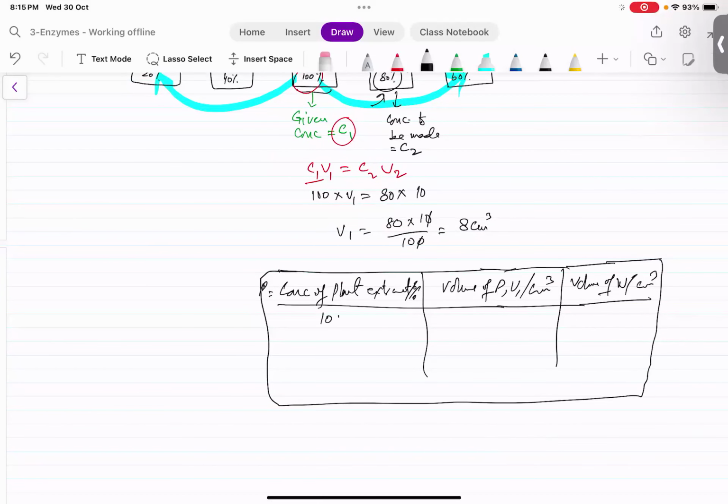If 100% plant extract has to be made, we will take 10 cm³ of this and 0 cm³ of this. If it is 80% concentration to be made, we will take 8 cm³ of this solution and 2 cm³ of this. If 60% has to be made, we will take 6 of this and 4 of this. If it is 40%, we will take 4 of this and 6 of this. And if it is 20%, we take 2 of this and 8 cm³ of this. So these concentrations are prepared in these beakers.